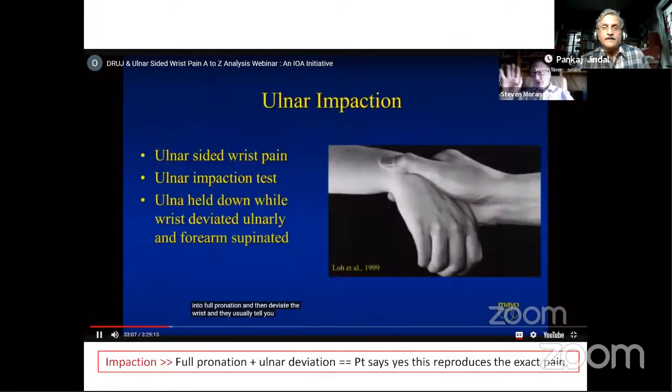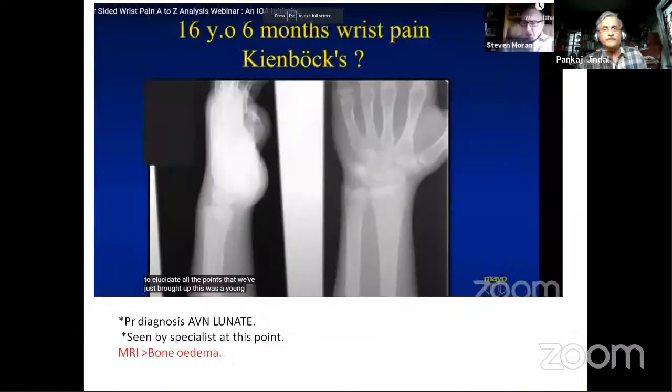Coming to the ulnar impaction syndrome, it was said that if you are walking into a wrist clinic, probably every second patient will have an ulnar impaction. And therefore, it's an extremely important diagnosis for us to learn. Keep the wrist in pronation and ulnar deviation. If this is painful, it is highly probable the patient has an ulnar impaction syndrome.